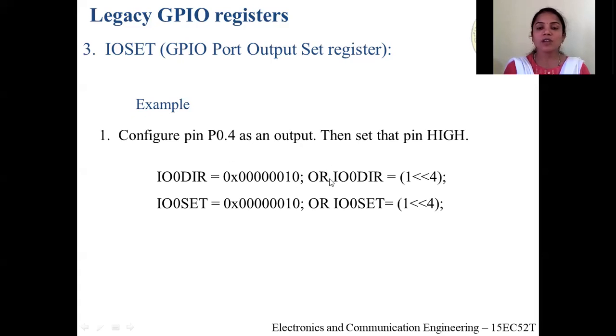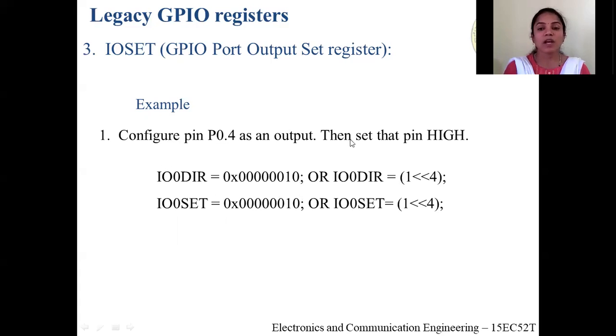This is another way of setting the fourth pin of port 0 as an output pin: 1 left shift 4 times. If you take the binary value 1, that is 0001, and left shift it 4 times, it will come to the fourth position. Here we are just saying that the fourth pin of port 0 is used as the output pin.